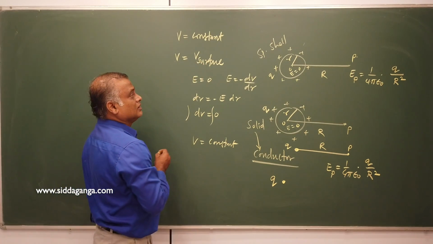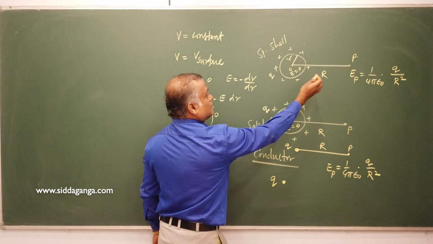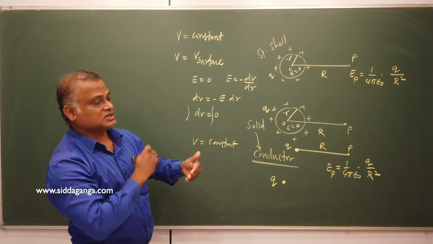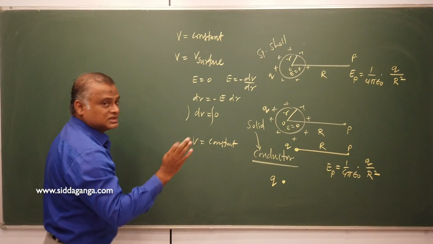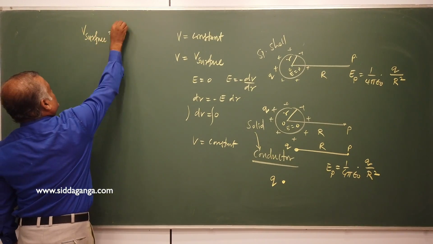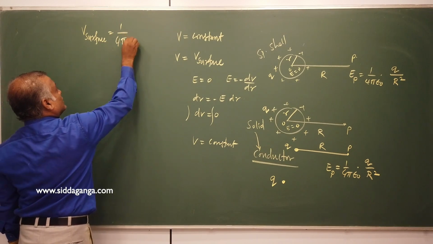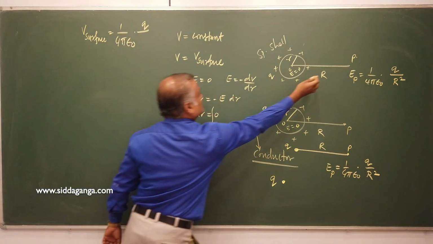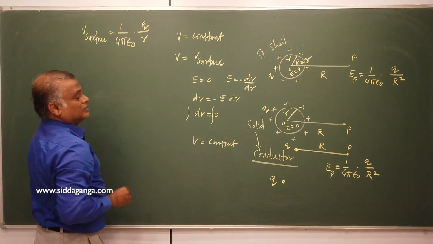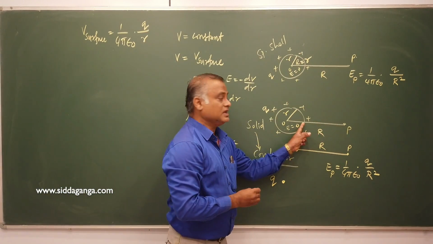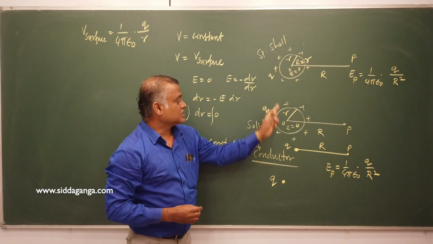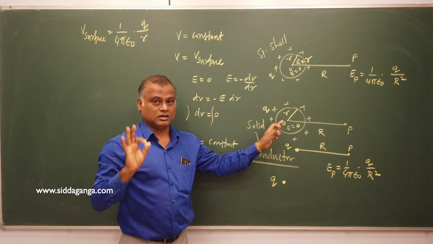Means, just to take the point P, let us take the point P on the surface. In the previous video, I derived the formula, just go through that. Potential on the surface is given by the formula, on the surface, that is r is equal to R. When point P lies on the surface, this is the formula, whether it is a spherical shell or a solid conductor.